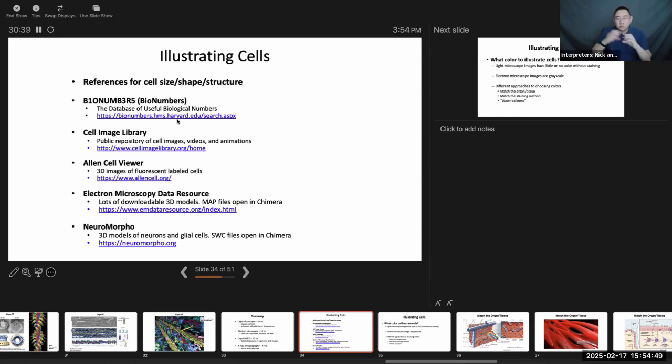The BioNumbers database is interesting. It's not pictures, it's all numbers. Like if you want to know what's the diameter of a typical red blood cell, you go there and you search for erythrocyte and it'll tell you the standard diameter, the volume, even things like the lifespan, like how long does a red blood cell actually live in circulation, stuff like that. So there's all kinds of interesting numbers in that. And then the rest of them are more image databases.